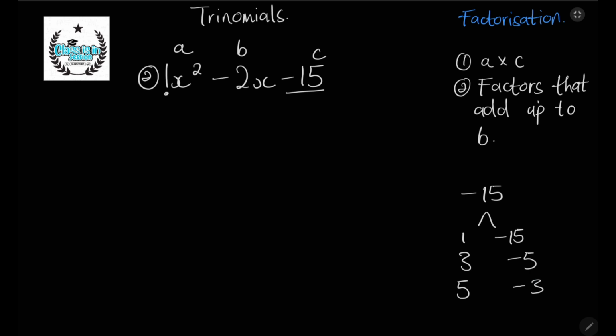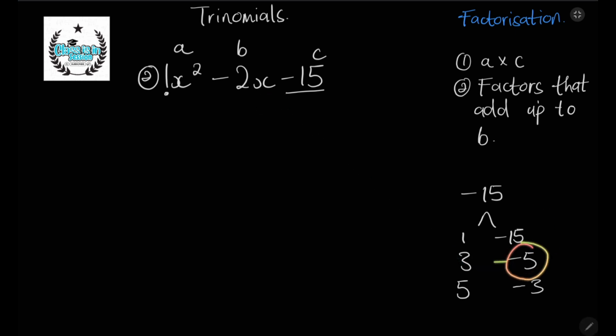Negative 15 divided by 6. That's not a factor. Divided by 7. That's not a factor. Divided by 8. That's not a factor. Divided by 9. Not a factor. 10. Not a factor. Let's try to work with the ones that we already have. Which terms can we use? We have negative 15 plus 1. We cannot get to negative 2 by using these numbers. Then 3 and a negative 5. Negative 5 plus 3 gives you a negative 2.